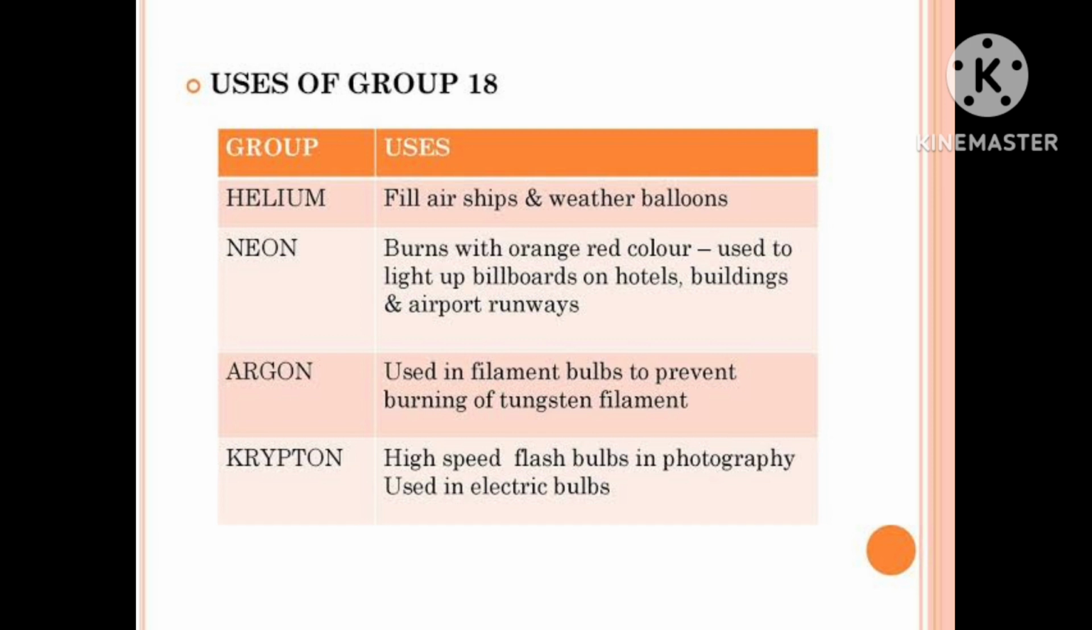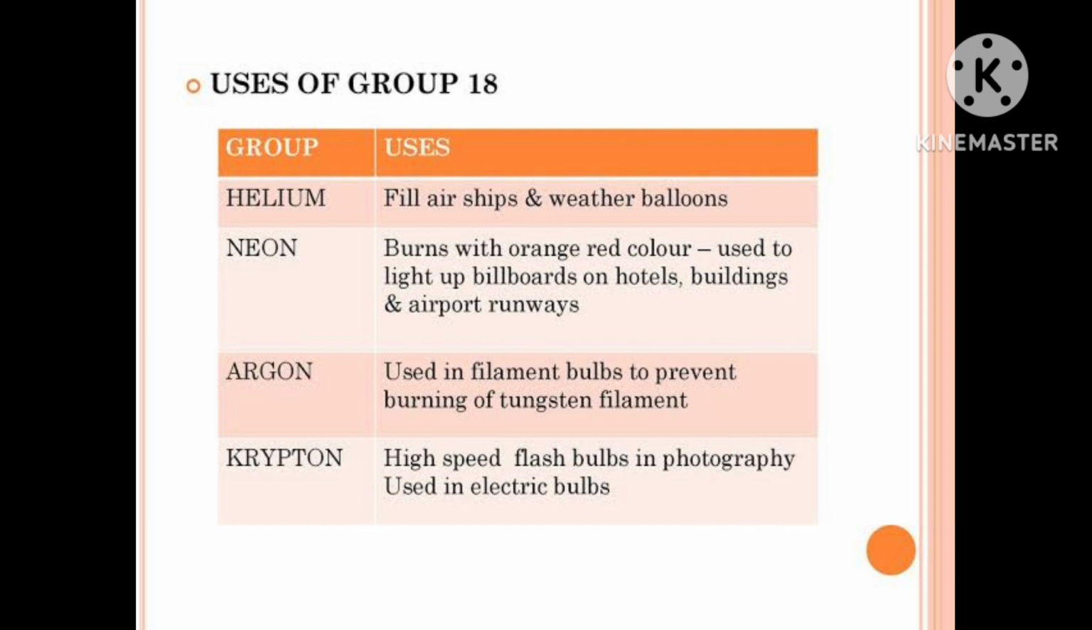Neon is used in discharge tubes and fluorescent bulbs for advertisement display purposes. This is the application of neon. Neon bulbs are used in botanical gardens and in greenhouses. Okay. Now come to the argon.